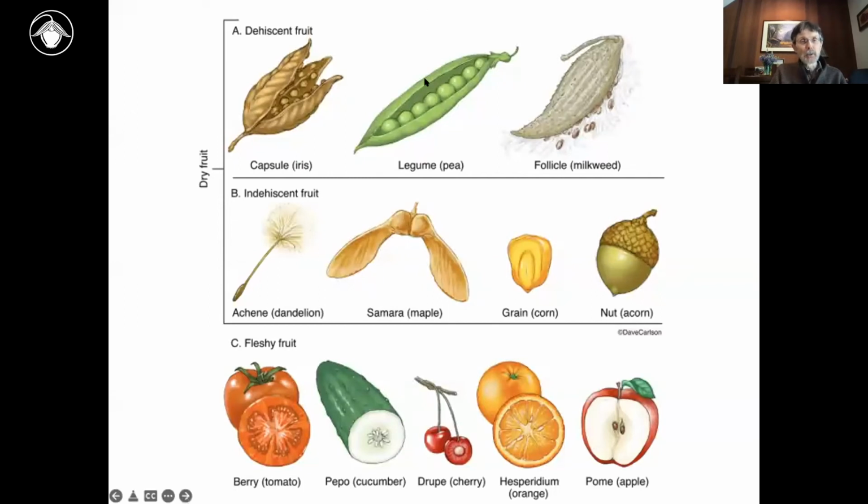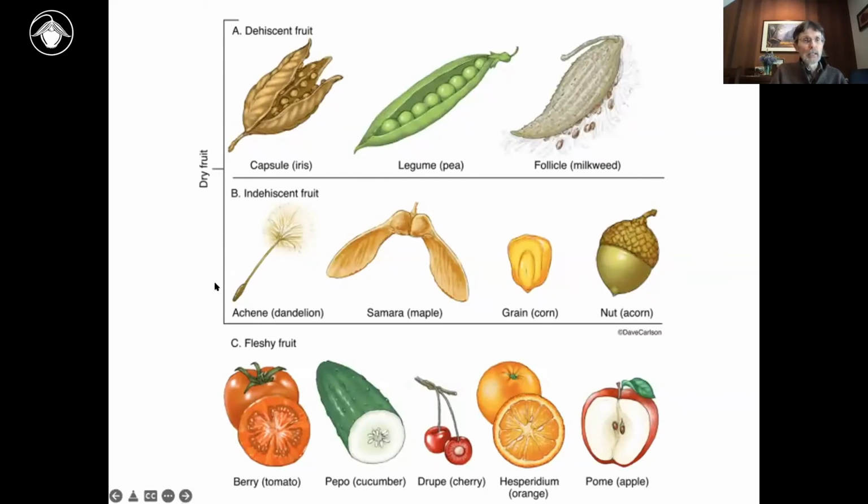A legume is similar to a follicle. It represents a single carpel, but it opens along two lines of dehiscence, on the ventral suture and one on the opposite side as well. But this term is associated only with members of the pea family, the Fabaceae. And you'll see that a lot. These terms for fruits are often associated with a particular family. So there is some terminology that is very taxonomic.